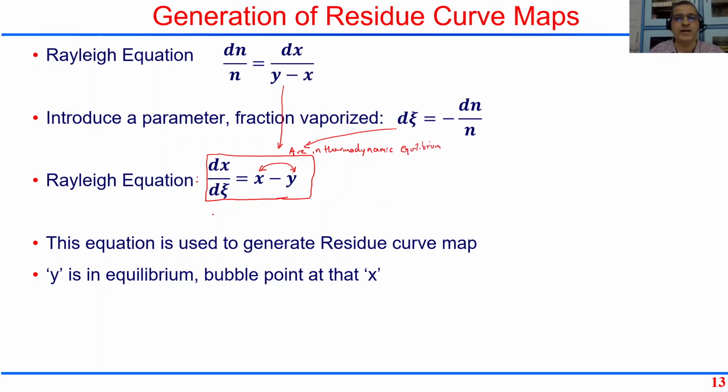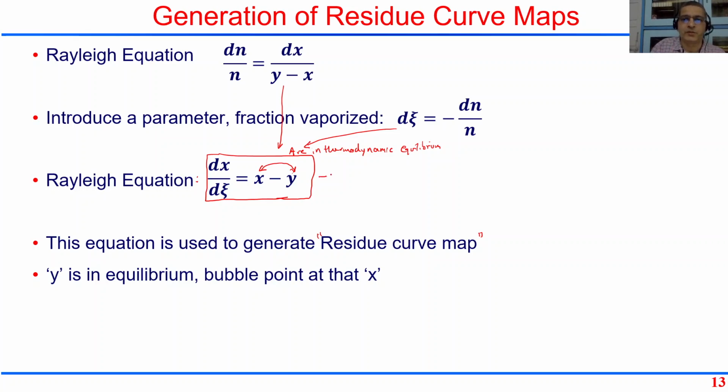So if I know how x and y are related by thermodynamics, either in terms of relative volatility or in terms of some thermodynamic model like NRTL or Van Laar, we could use zeta as a parameter and find out how x would change as I keep on distilling out more and more material. So this equation is what we are going to use to generate what we call a residue curve map. Right, so let's talk about this a little bit more. What exactly are we going to do?